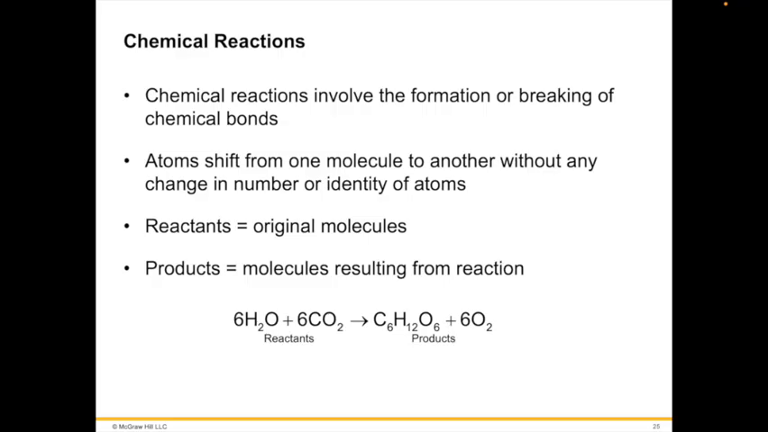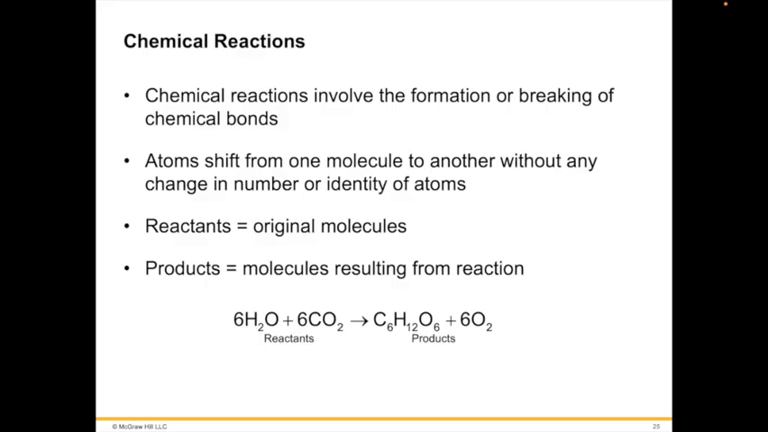The formation and breaking of chemical bonds, which is the essence of chemistry, is termed a chemical reaction. All chemical reactions involve the shifting of atoms from one molecule or ionic compound to another without changing the number or identity of the atoms. For convenience, we refer to the original molecules before the reaction starts as reactants, located in this example on the left. The molecules resulting from the chemical reaction are the products, shown here in the example on the right.